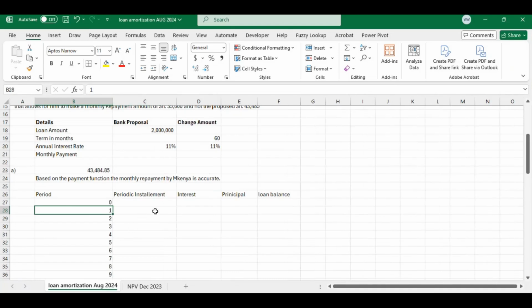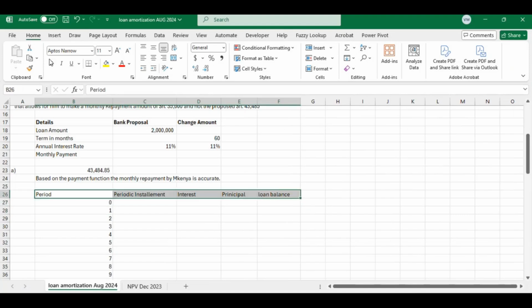Then the next part we have is the periodic installment. Let me make these ones bold. You can always use the shortcut Control B instead of clicking all that, you can just say Control B to make that bold.